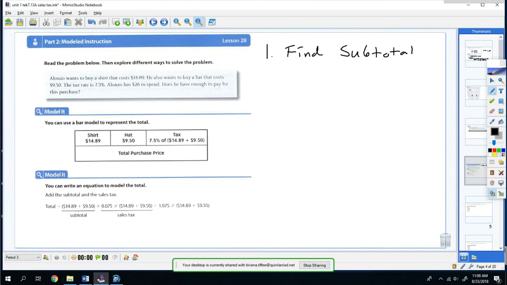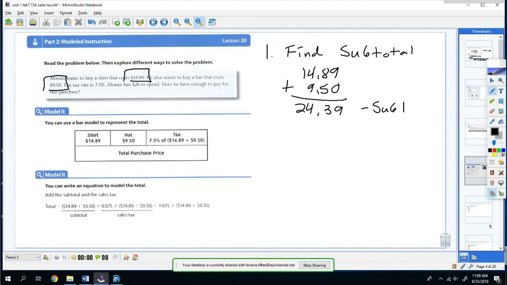Okay, so to find the subtotal, you're going to take what he bought. He bought a shirt for $14.89 and a hat for $9.50. So you're going to do 14.89 plus 9.50. When you add that together, you get $24.39. And I'm going to put subtotal so I don't lose it.